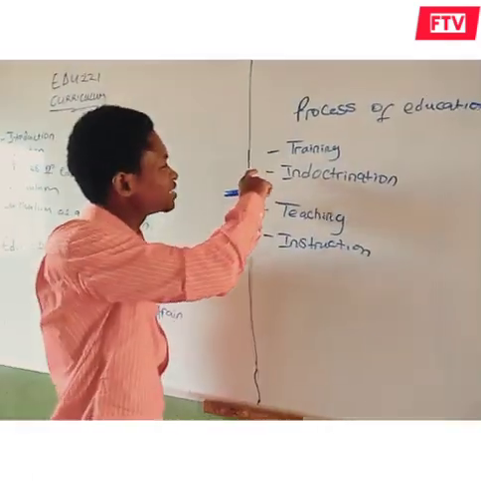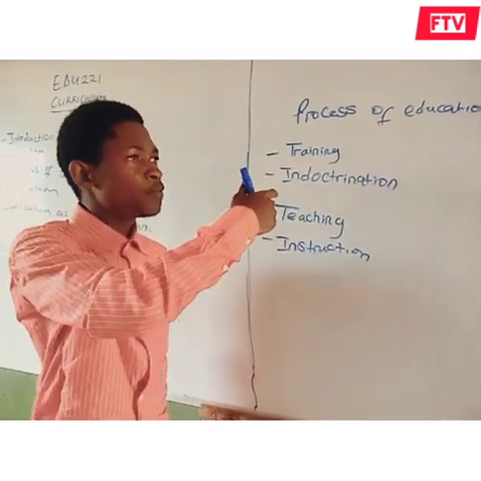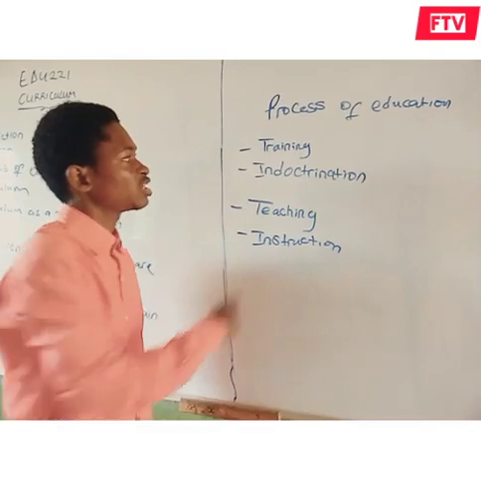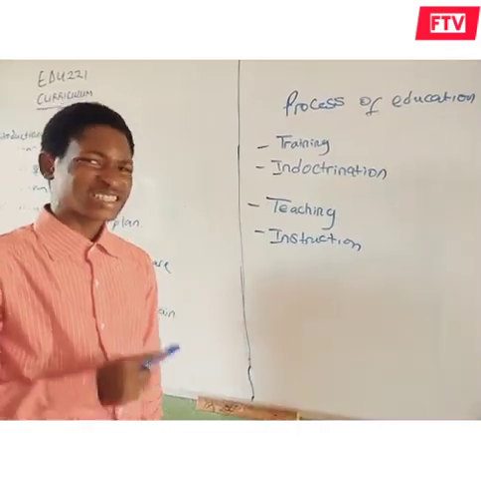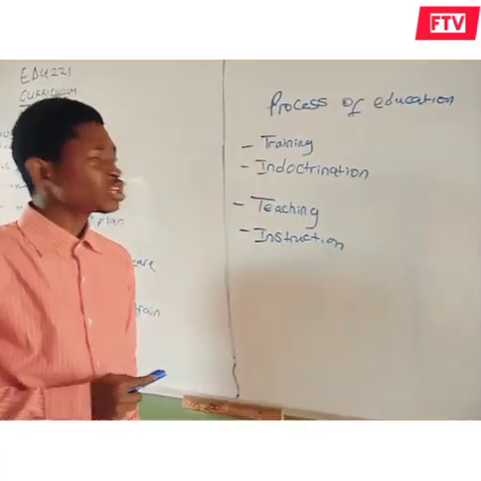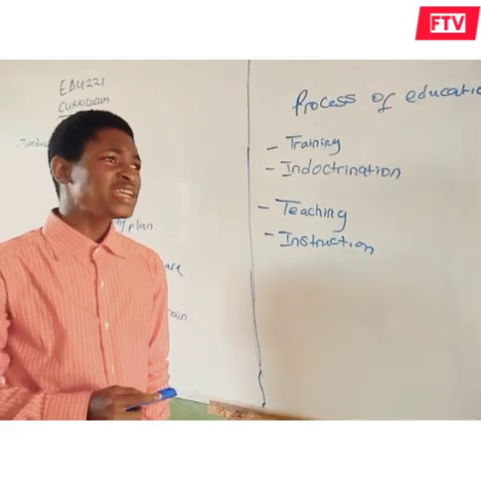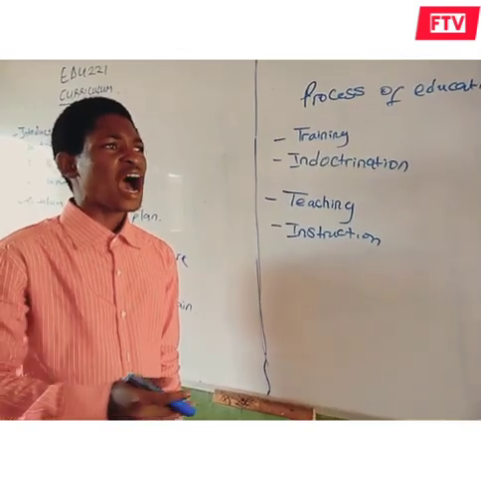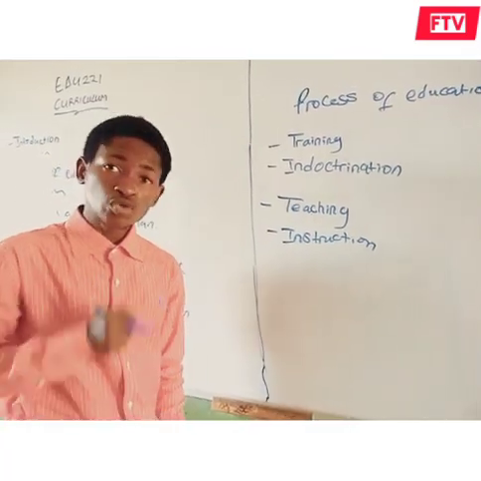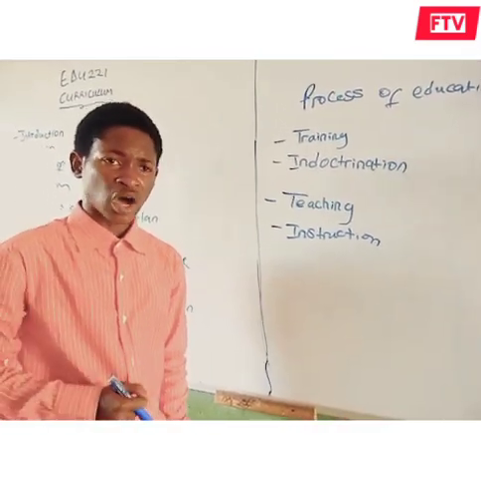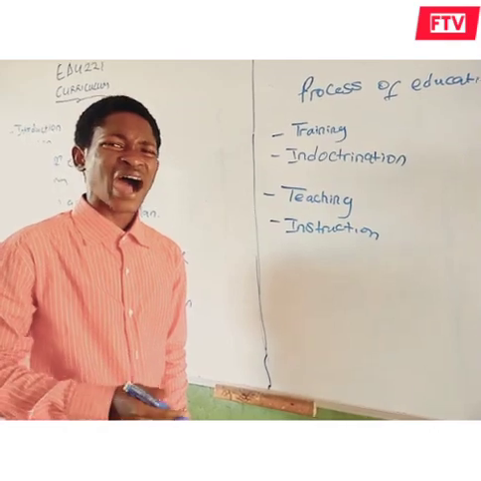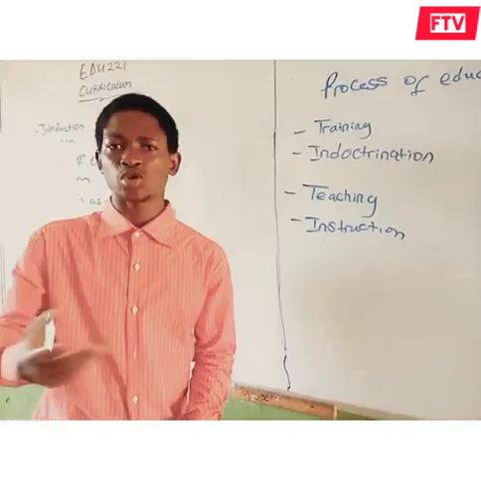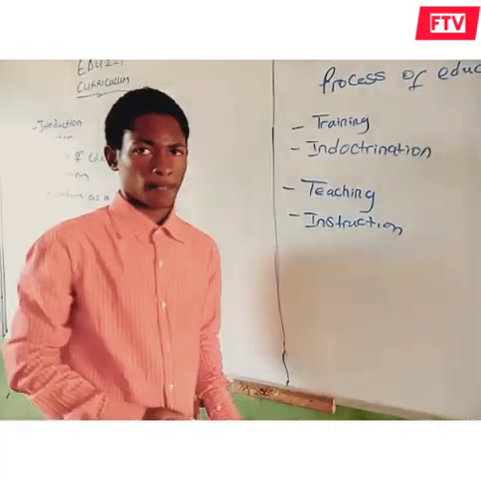We can be able to accomplish education through these four processes. Now let's take the first one, training. If you are talking about training, training refers to the process of acquiring skills by an individual. The process by which an individual acquires skills as a result of, let me say, imitation of the tutor.